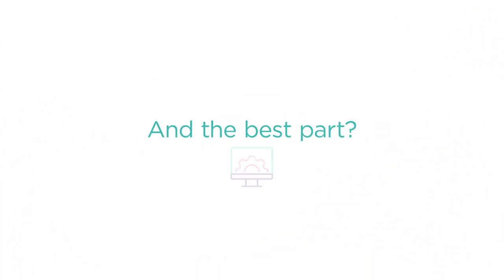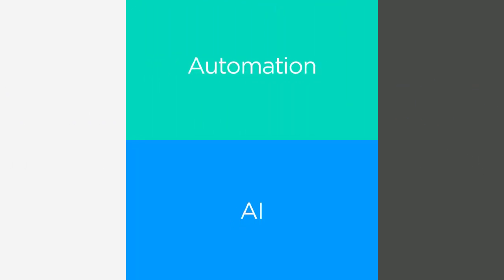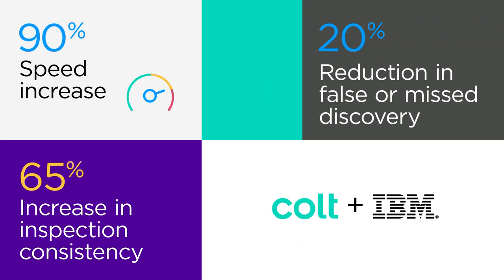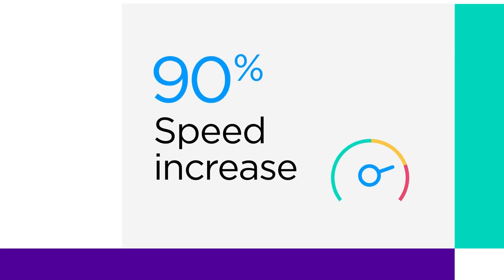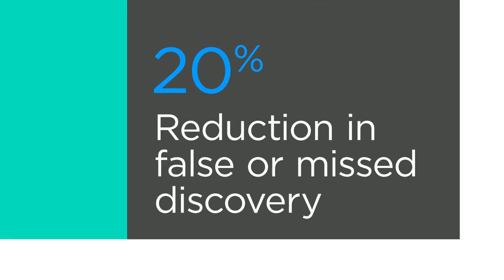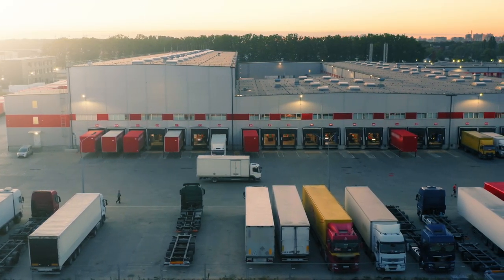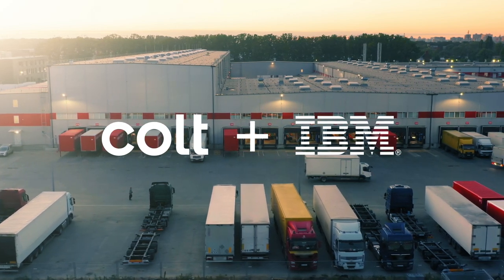And the best part? Everything is managed, monitored, and optimized through automation and AI, and is powered by the Colt Digital Infrastructure platform. The joint solution of IBM and Colt Technology allows for incremental impact, such as improvements in speed, consistency, and false discovery, all being done at the edge. Catching every inconsistency is hard work, but with the partnership of Colt and IBM, technology can help make it easy.